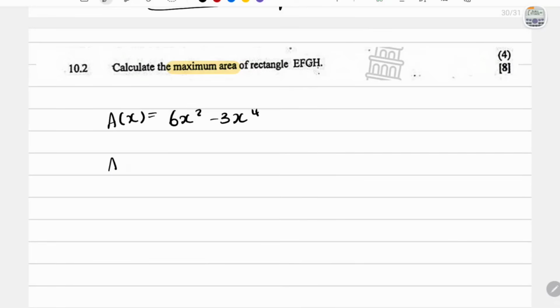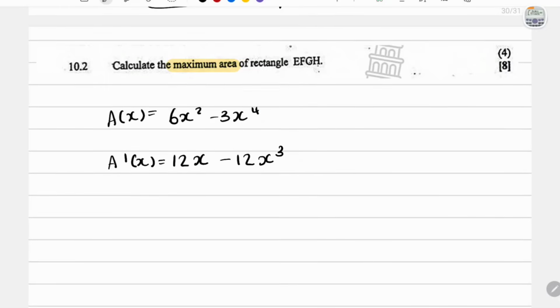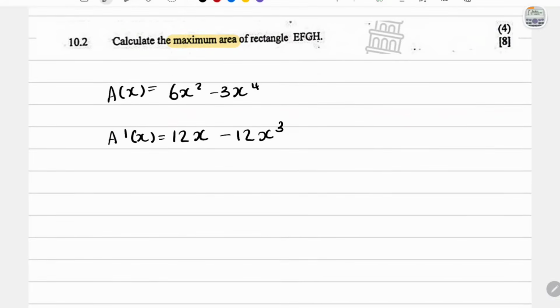Okay, so we're going to find the value of x for which this is going to be a maximum. To do that, you're finding the gradient of the function, and you're specifically finding where the gradient is equal to 0. So we're going to say A prime of x is equal to, multiply, we get 12x. Then negative 3 times 4 is negative 12, and we have x to the power of 4 minus 1, which is 3. Okay, so this is our function derived. Then you're going to set it equal to 0 so that you can find that maximum or minimum point. Okay, those turning points, the stationary points, is equal to, we have 12x minus 12x cubed.